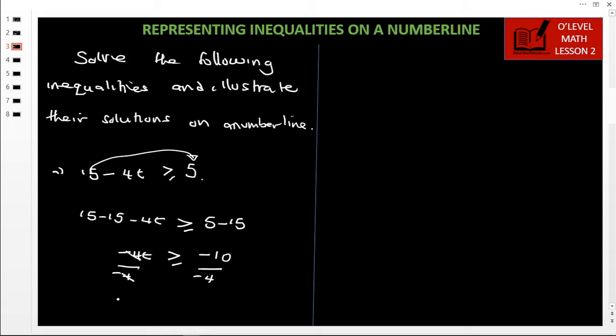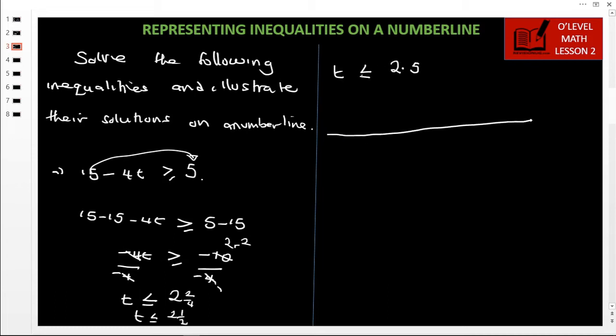So this with this one, we get t. Because we have divided by a negative, we are going to have less or equal to. Then 10 divided by 4: 4 goes into 10 twice with remainder 2, which is now going to be 2 out of 4, then this t is less or equal to 2 and a half, so 2.5. Therefore we are going to have t is less or equal to 2.5, that is 2 and a half.